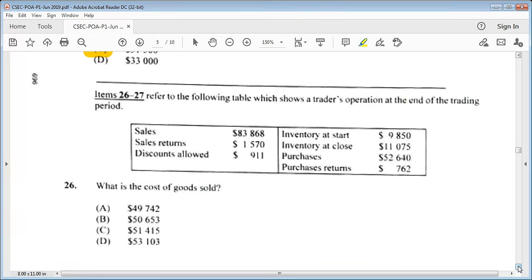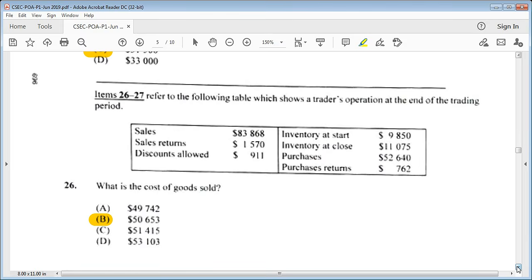Now we're going to less closing stock. What's our closing stock? $11,075. So when we deduct that, we get $50,653. So that's our cost of goods sold. So our cost of goods sold is $50,653. So B would be our answer.